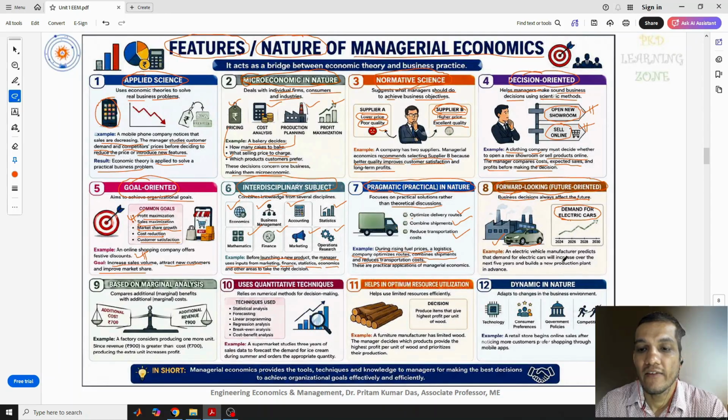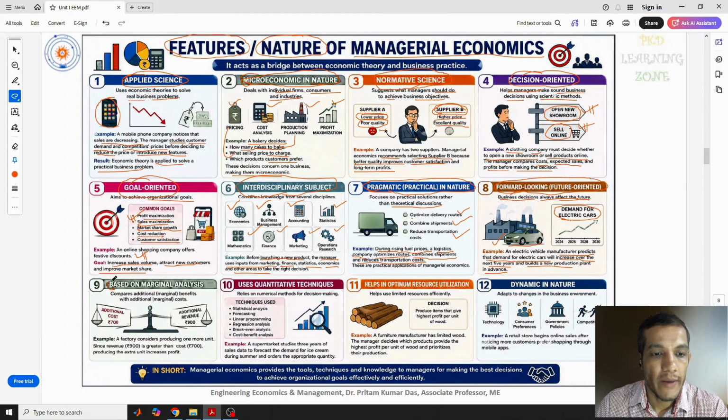So an electric vehicle manufacturing company predicts that the demand for electric cars can increase over the next 5 to 10 years. Before that, they need to build a new production plant in advance, so that more cars can be produced and delivered in time.